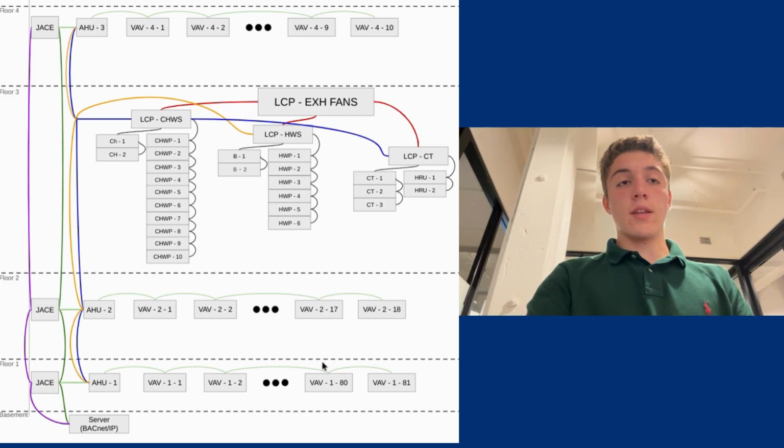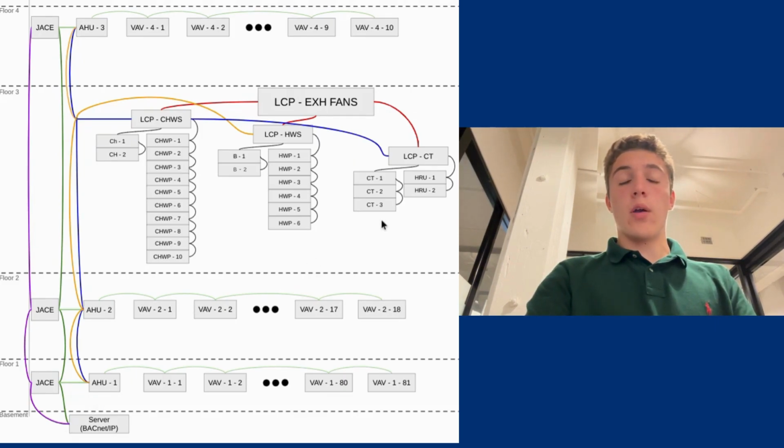Each of the VAVs is connected to the AHU, which is connected to the Jace, which is a type of controller. Then the Jaces are all connected together to the server with both copper wiring and IP. And the server is going to be a BACnet IP run.